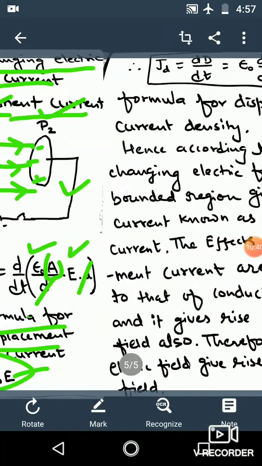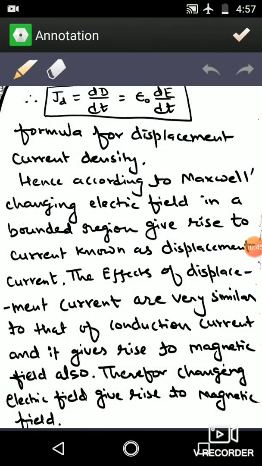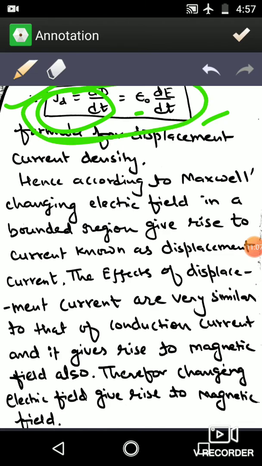Let us move on to the next page. I_D upon A is what? It is displacement current density, which is represented by J_D. Therefore, J_D is equivalent to dD upon dt, or again we can write epsilon naught dE upon dt. These are formulas for displacement current density.